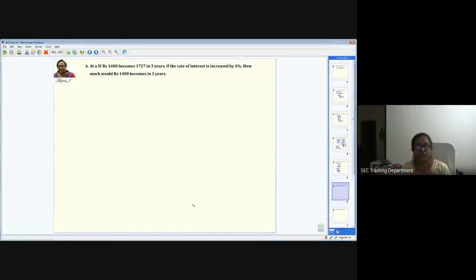Okay. So profit and loss up to 5 we have completed in the last class yesterday, and today we'll start from the sixth problem. Just read this and start doing it. What is given is for 3 years interest is given, that is simple interest. 1400 becomes 1727 in 3 years. The interest rate is not given here, which you have to find out. And given that if the interest rate, whatever is existing, increases by 4%, what would be the sum after 3 years?